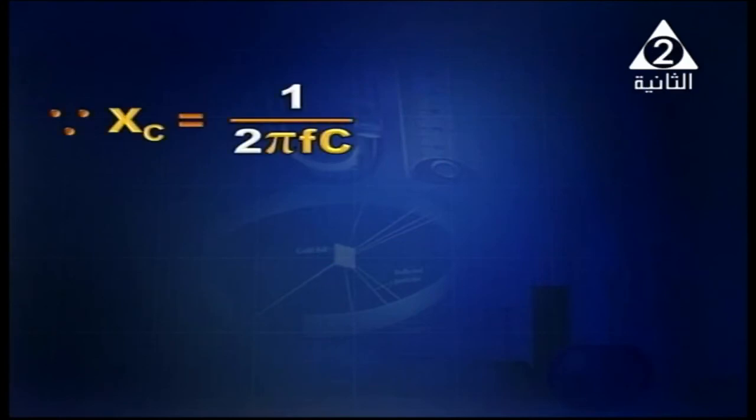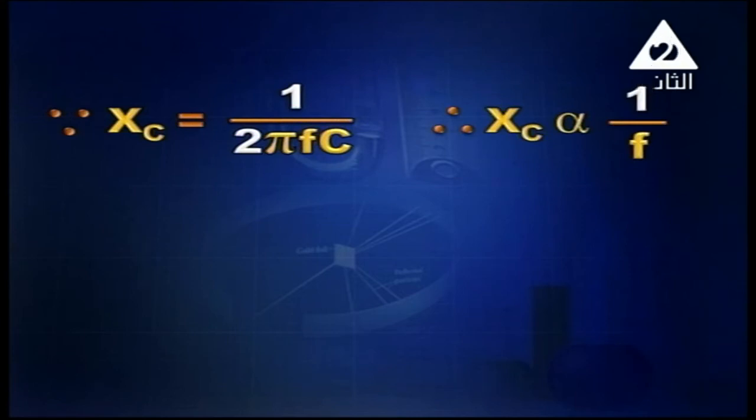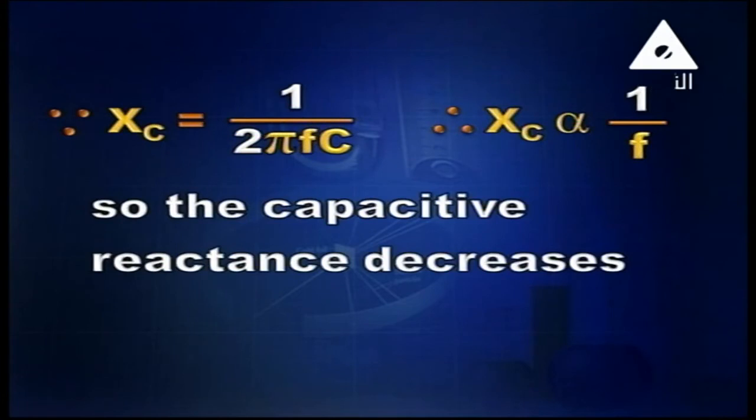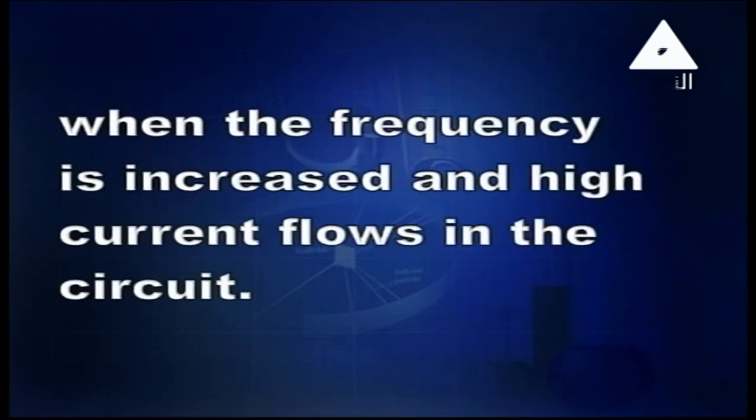XC is given from the expression 1 over 2 pi FC. So XC is inversely proportional to the frequency. So the capacitive reactance decreases when the frequency is increased and high current flows in the circuit.